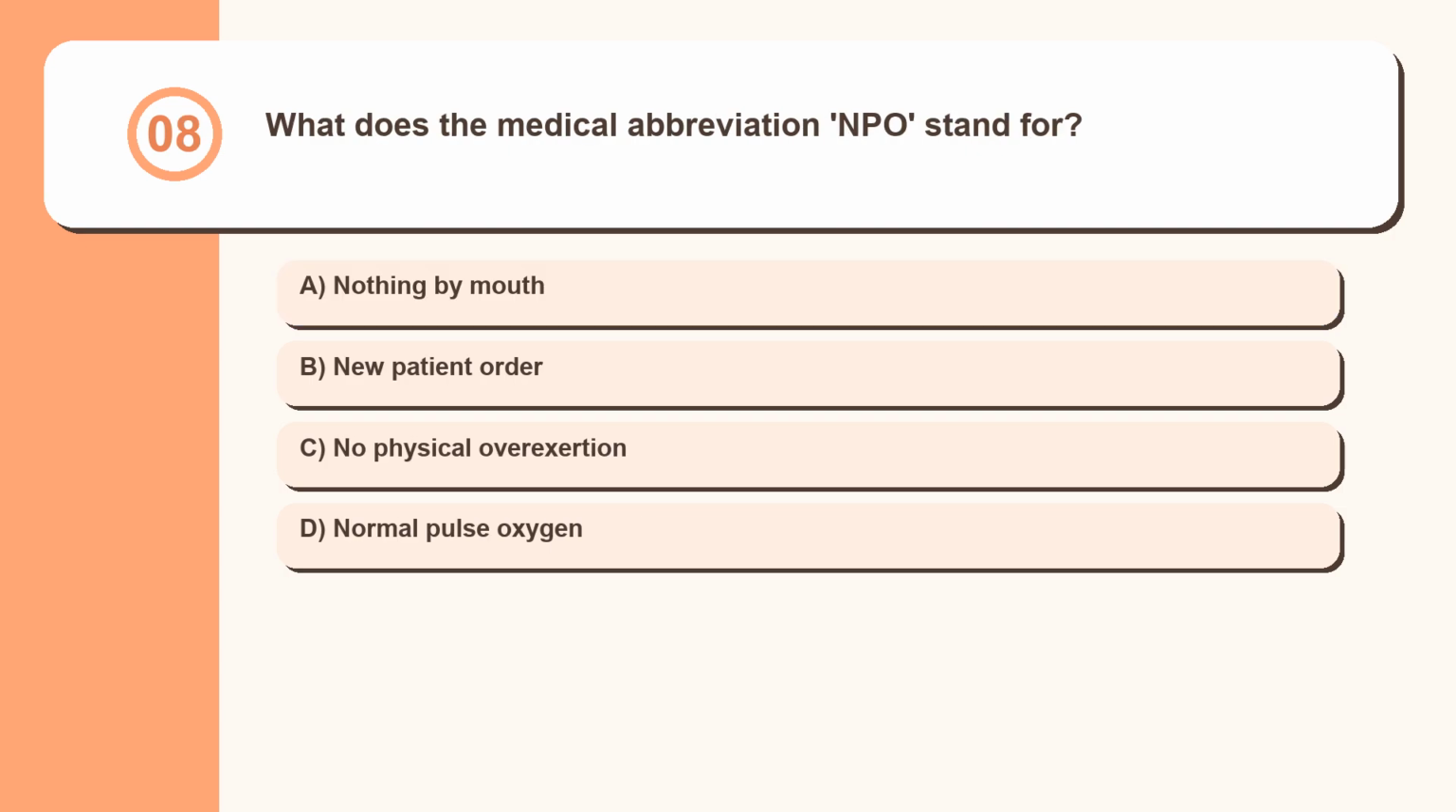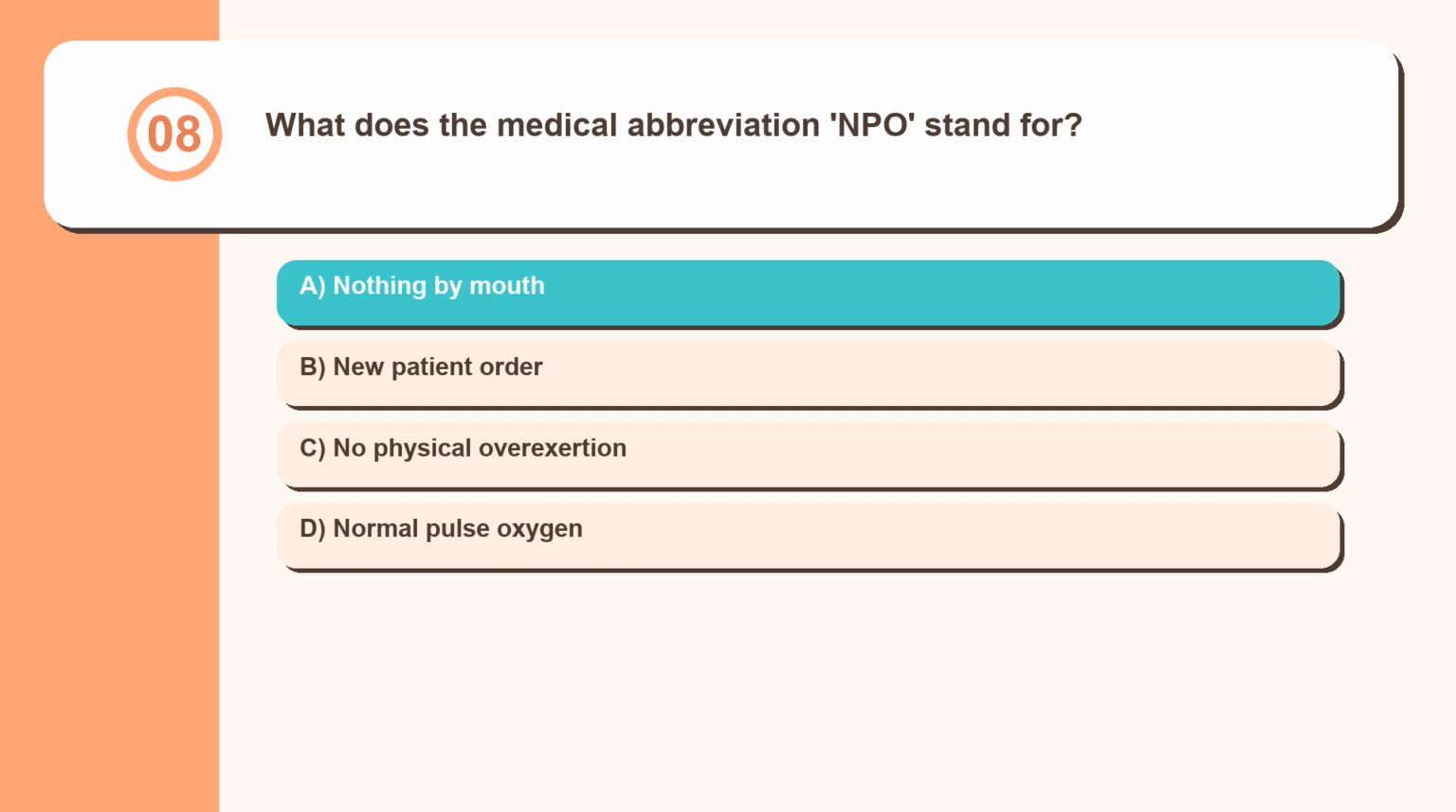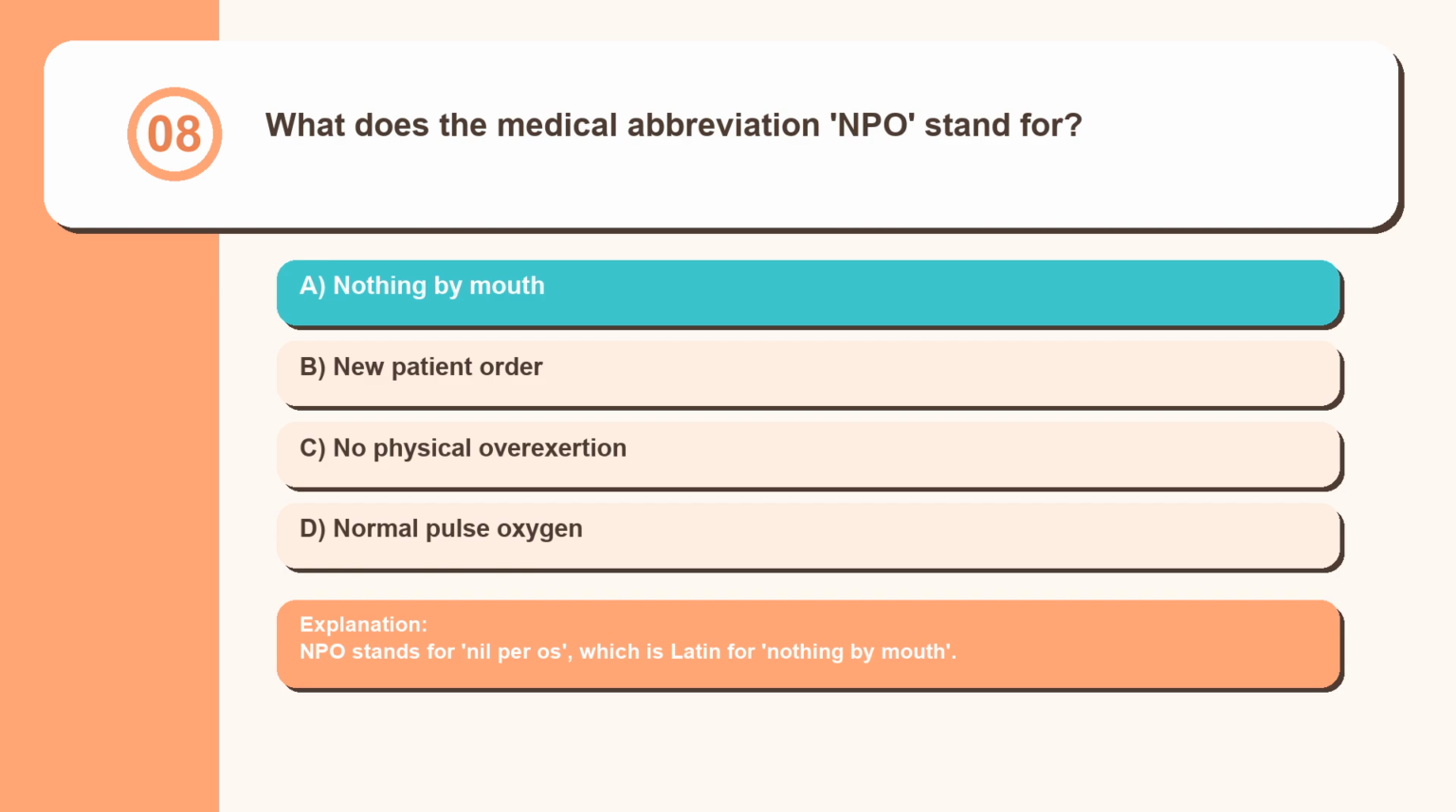Question 8. What does the medical abbreviation NPO stand for? Nothing by mouth, new patient order, no physical overexertion, normal pulse oxygen. NPO stands for nil per os, which is Latin for nothing by mouth.